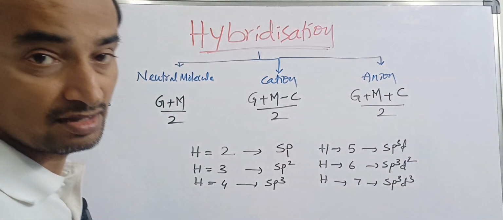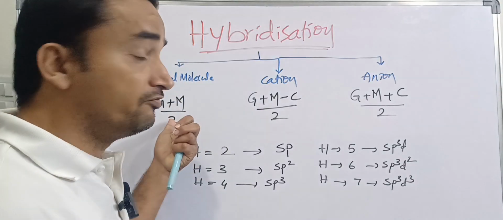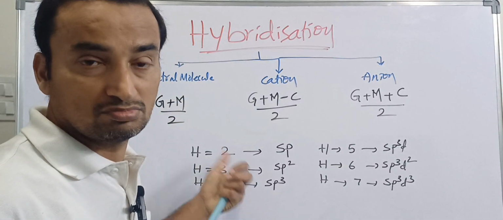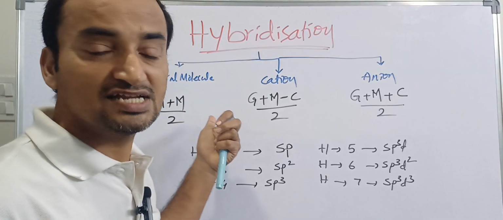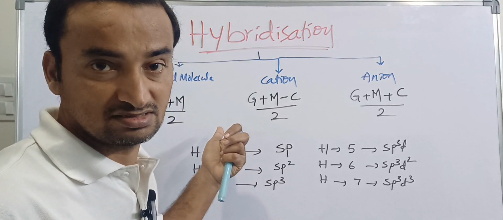Very simple. So for a neutral molecule, G plus M by 2. G is nothing but the group number of the central atom. Plus M stands for the number of monovalent atoms.